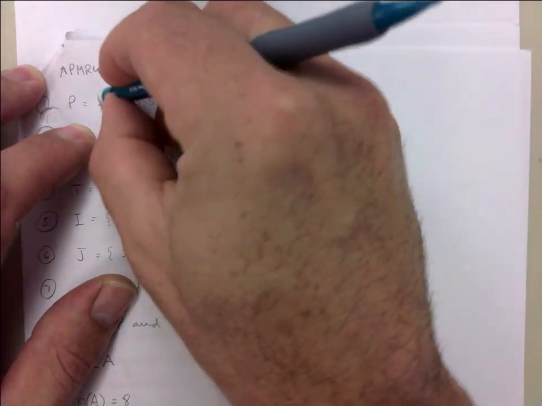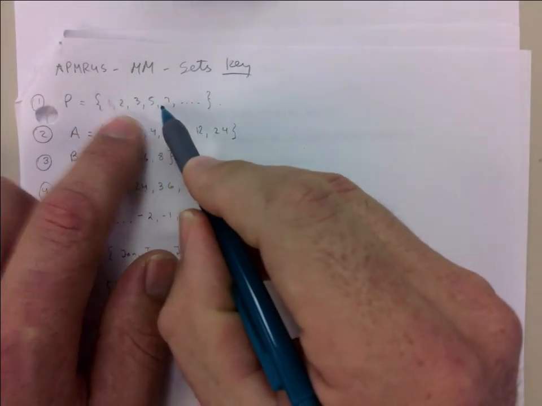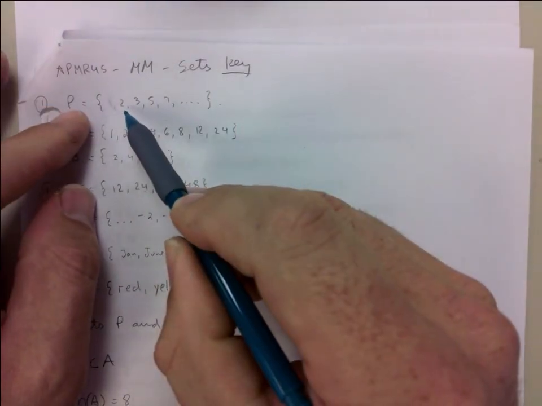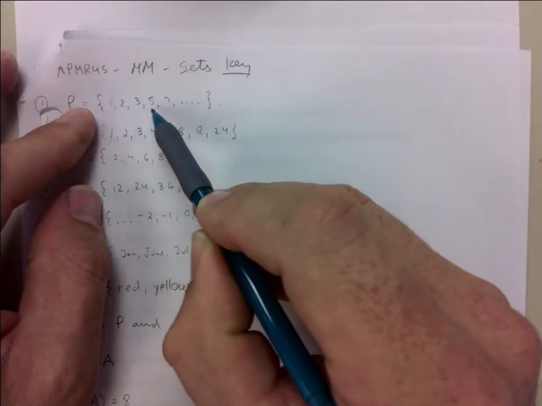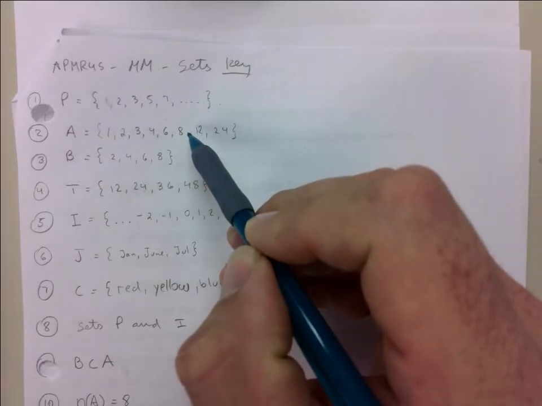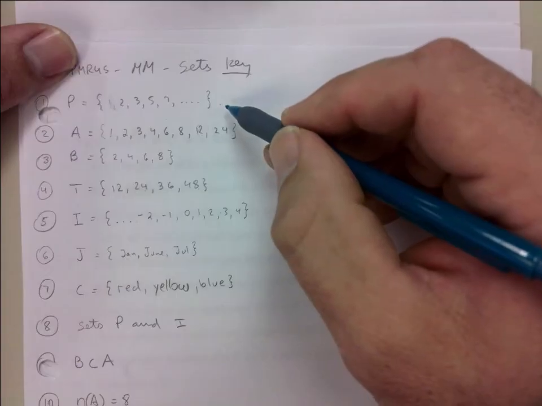Okay, so 2 prime should start with 2, right? So 2, 3, 5, 7. All positive prime factors. Then you just have to have a dot, dot, dot indicating that it goes to infinity. So you get a mark for that. Okay.